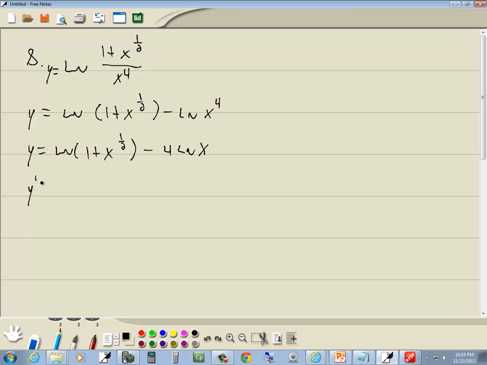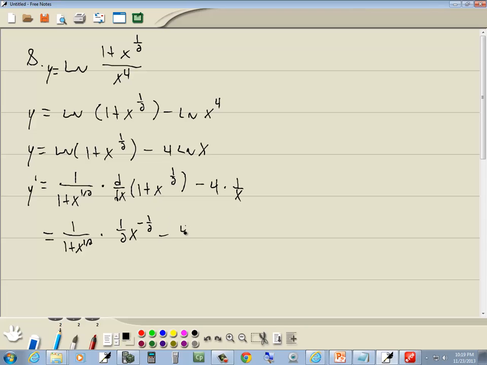Okay, now we're ready to take our derivative. The derivative of natural log of something is 1 over whatever that is, times the derivative of what's inside the parentheses, minus 4, and the derivative of natural log of x is 1 over x. So we've got 1 over 1 plus x to the 1/2 times, derivative of 1 drops away, x to the 1/2. That would be 1/2 x to the negative 1/2. You take your power, put it out in front, lower it by 1. Minus 4 over x.